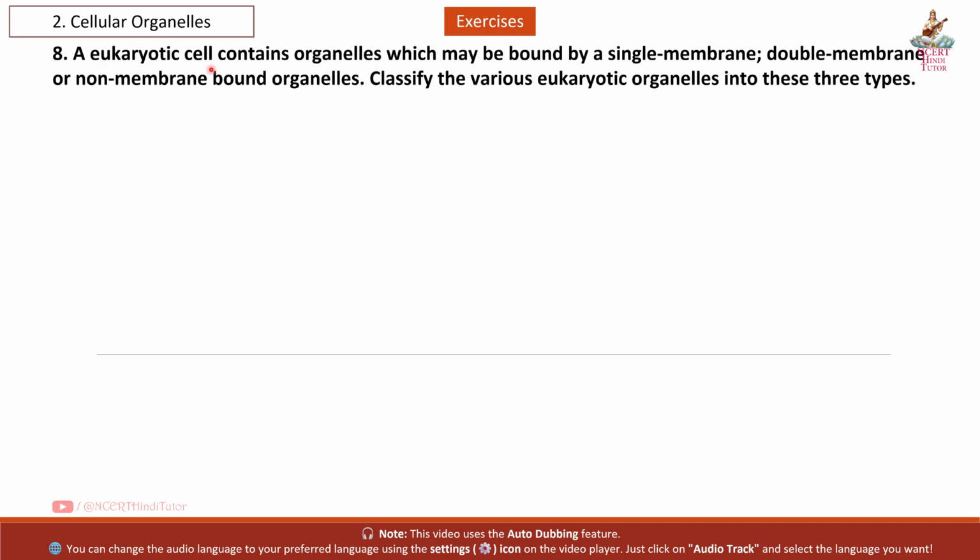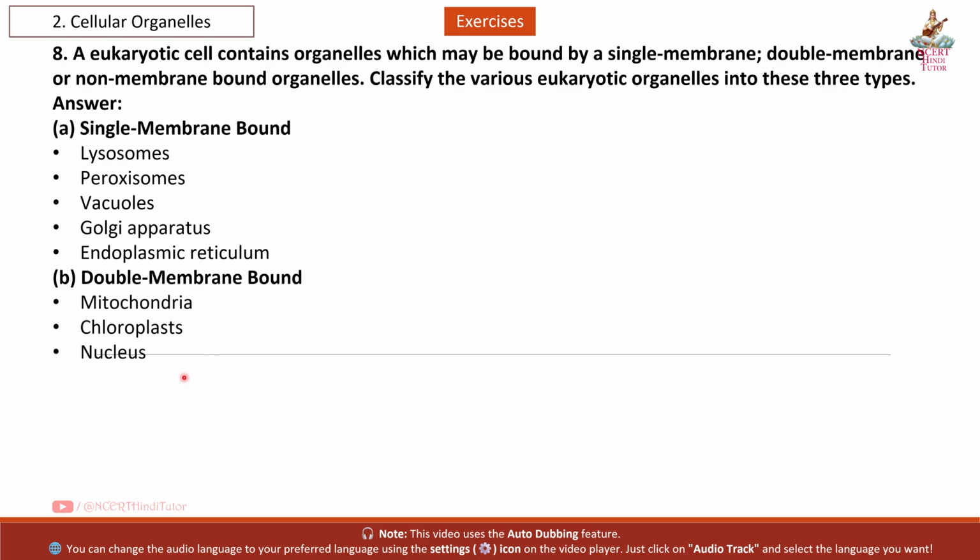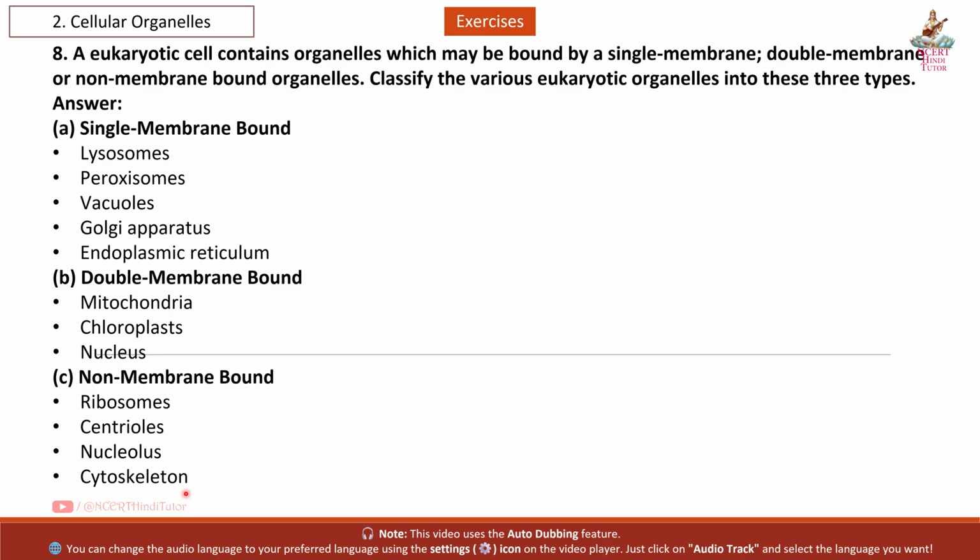Question 8. A eukaryotic cell contains organelles which may be bound by a single membrane, double membrane or non-membrane bound organelles. Classify the various eukaryotic organelles into these three types. Answer. A. Single membrane bound, lysosomes, peroxisomes, vacuoles, Golgi apparatus, endoplasmic reticulum. B. Double membrane bound, mitochondria, chloroplast, nucleus. C. Non-membrane bound, ribosomes, centrioles, nucleolus, cytoskeleton.